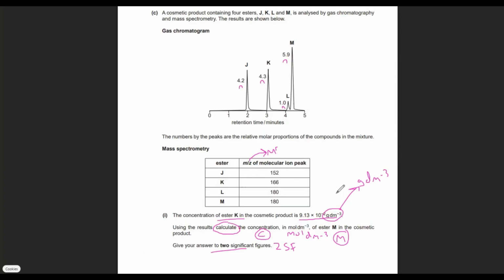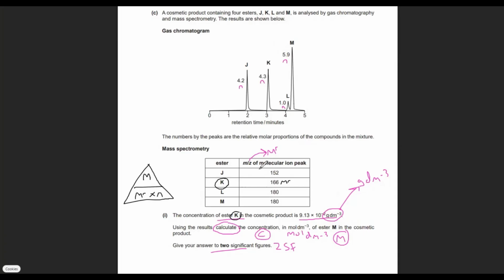Why don't you pause the video, bust out the calculator, and have a go? Well, I'm going to go through the answers for you. So what we want to do first of all is we want to take K and say, well, look, its MR is 166. We're going to want to think about our triangle. We're going to want mass. They haven't given us the MR just for the sake of it. We've got to use it.